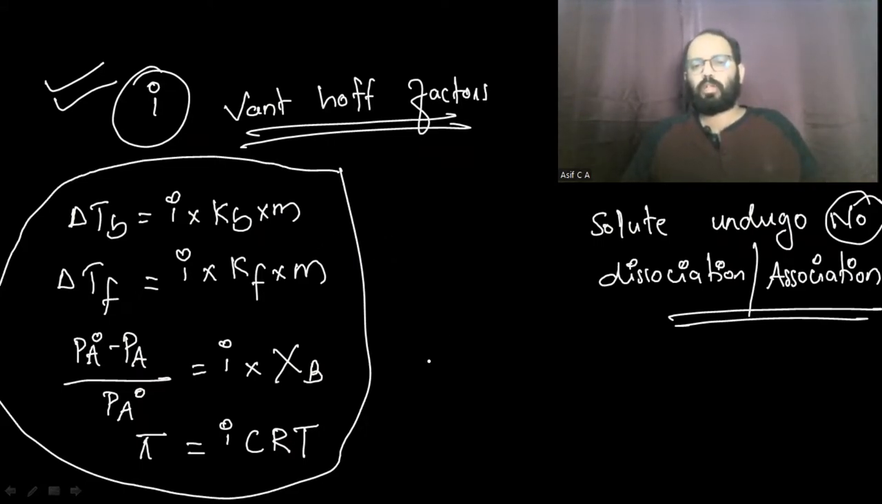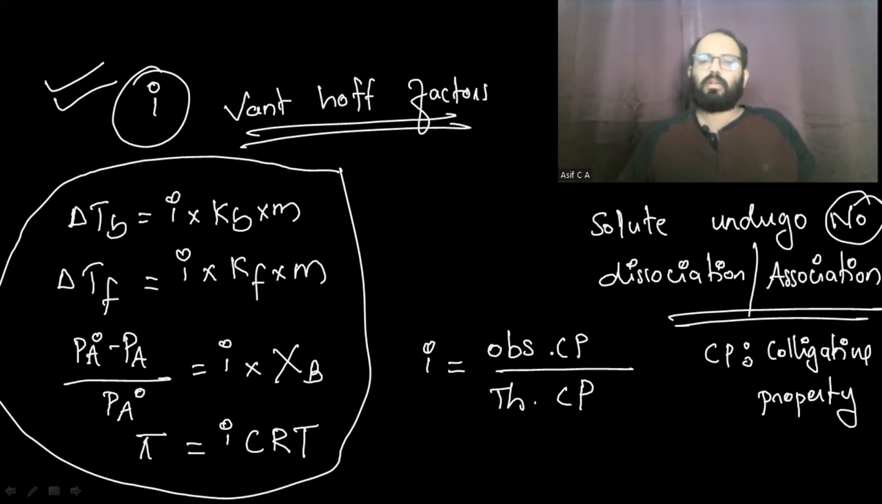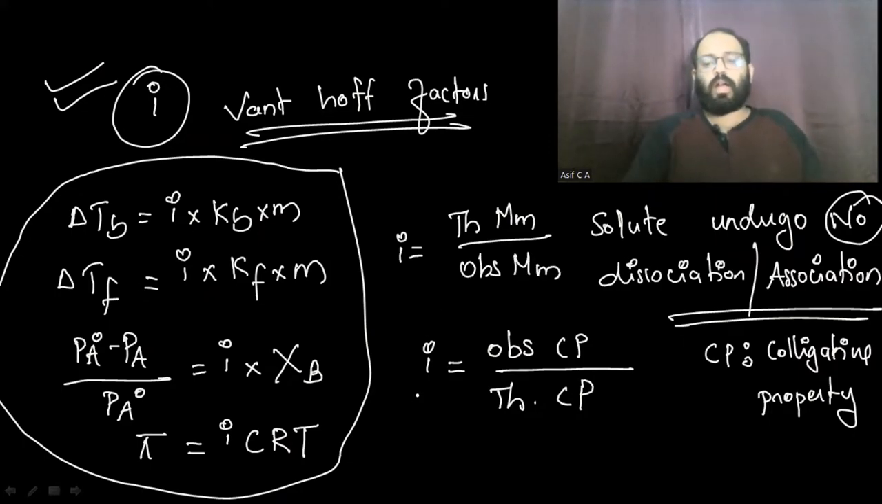So how do we find i? i is nothing but the observed colligative property by the theoretical colligative property. Otherwise, how can we find it? Theoretical molecular mass by observed molecular mass. So in both ways you are able to find the i value.